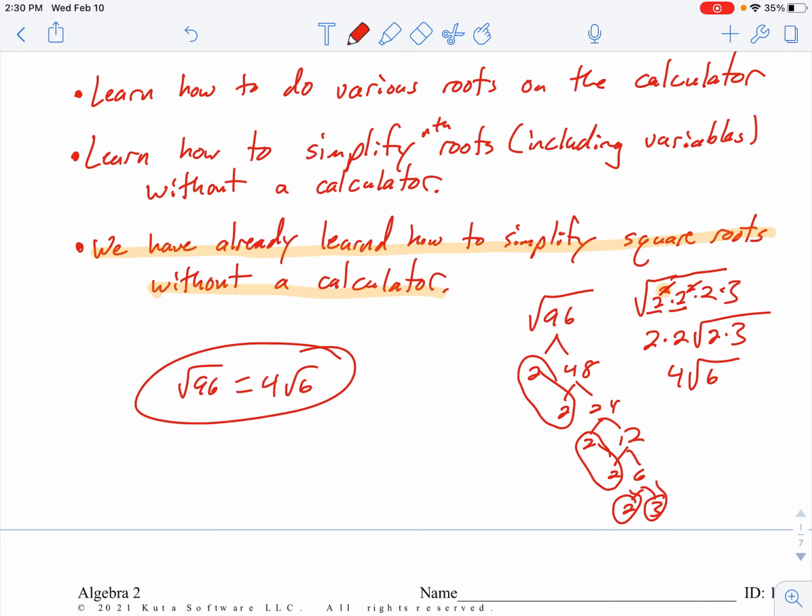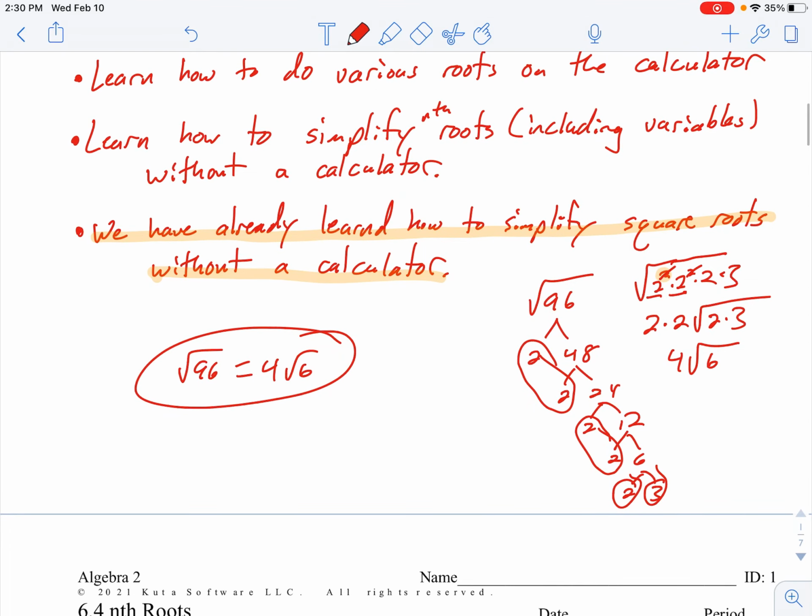And we've done a whole lesson on this. We had a quiz on it, had a test on it. Hopefully you recall this is something that you know. We're going to be doing that idea in the long run, but we're really going to be expanding on it, involving higher roots and variables.